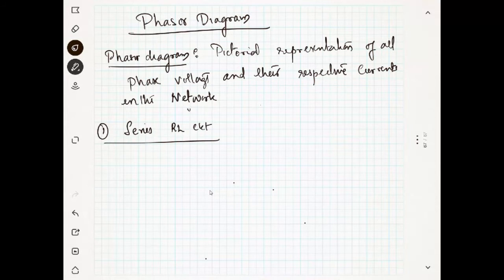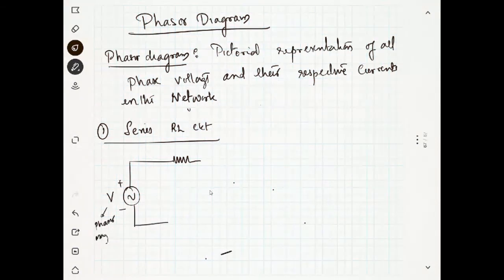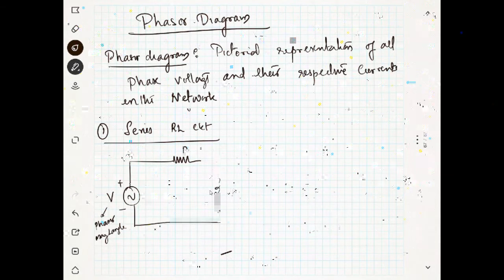So first of all, we will see the series RL circuit. You know the series RL circuit will be applied with a voltage. Let's say V is the voltage, which is a phasor. You know what is phasor representation? V is a phasor. It will be having a magnitude and an angle. That's it. And this is R, and there will be an inductor.